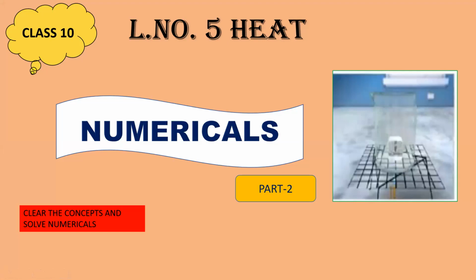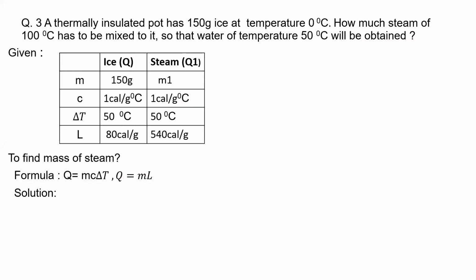Let us start. The next question. A thermally insulated pot has 150 gram ice at temperature 0 degrees Celsius. How much steam of 100 degrees Celsius has to be mixed to it so that water of temperature 50 degrees Celsius will be obtained? This is the question.